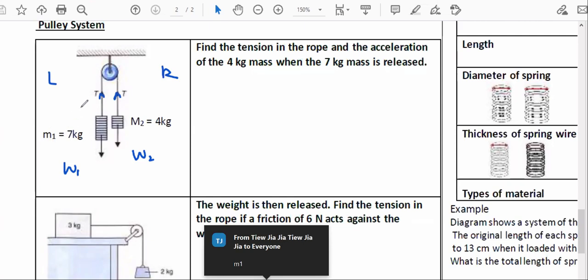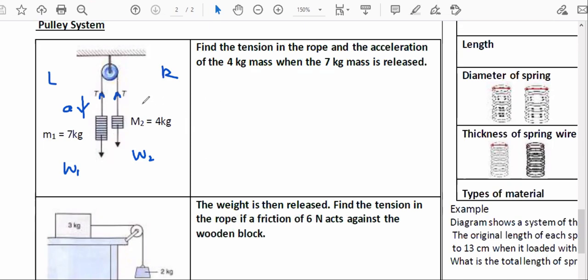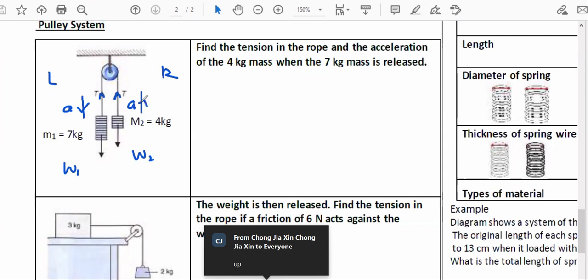So that means next step, you need to label acceleration. The acceleration here is down. Okay. Then next one, the right-hand side, what happened? Of course, acceleration will be what? Upward, correct or not? Okay. So now all these things are labeled correctly already, all right?